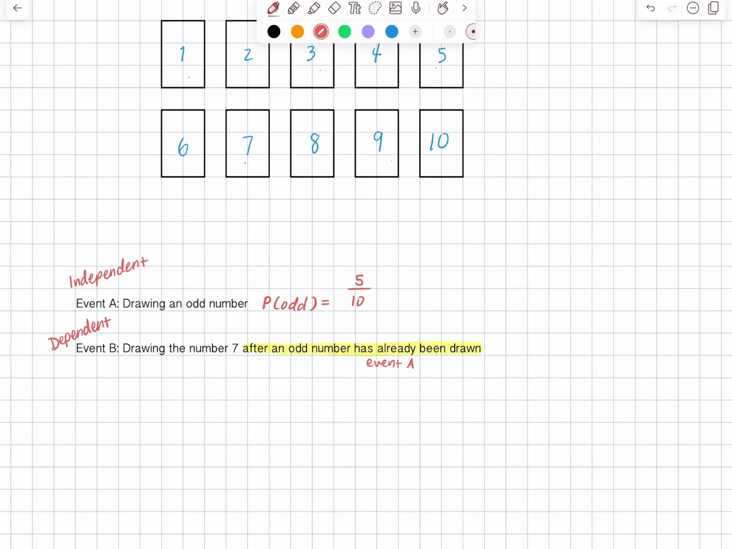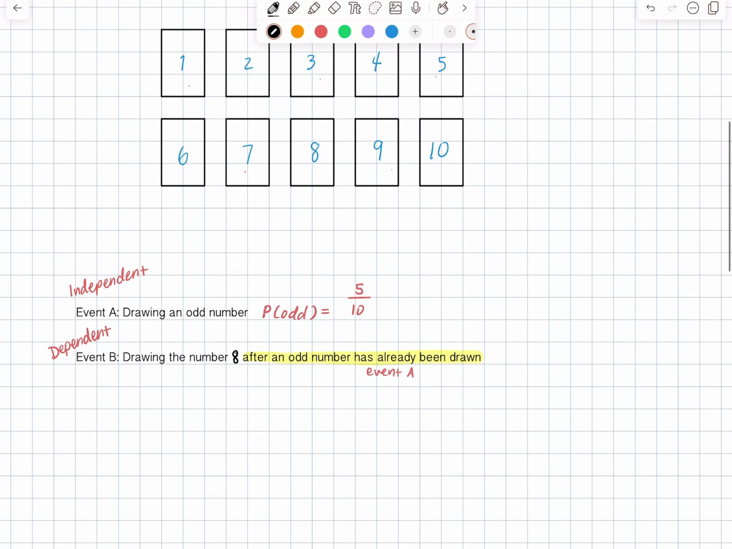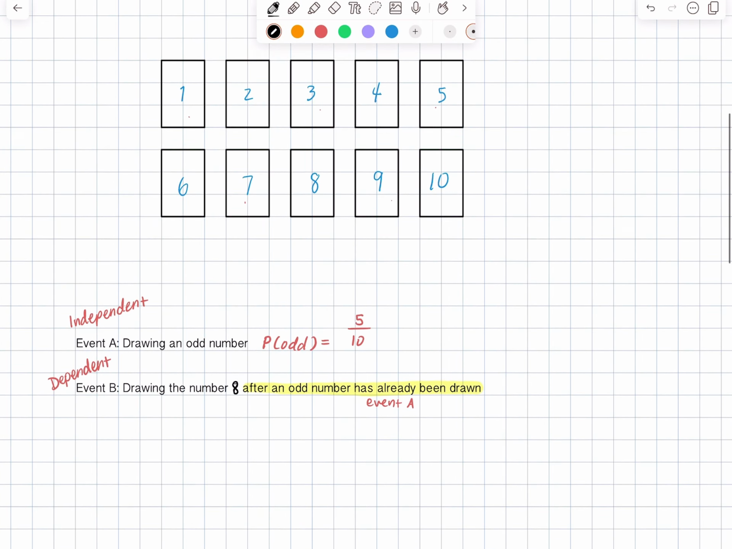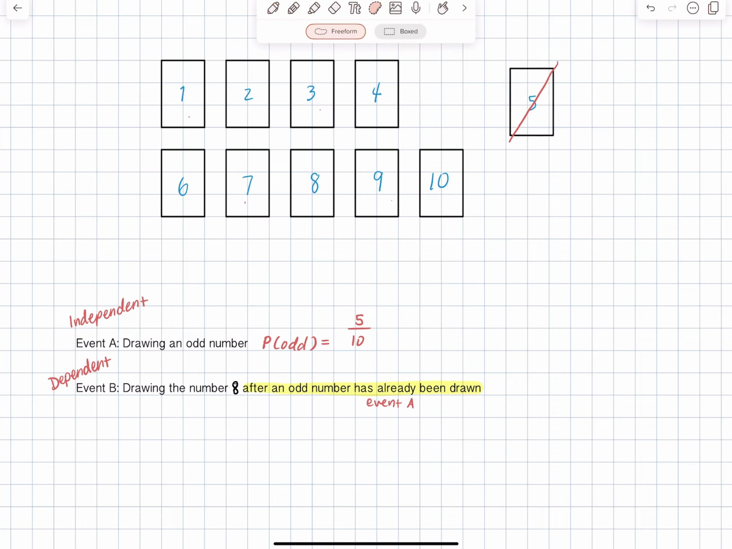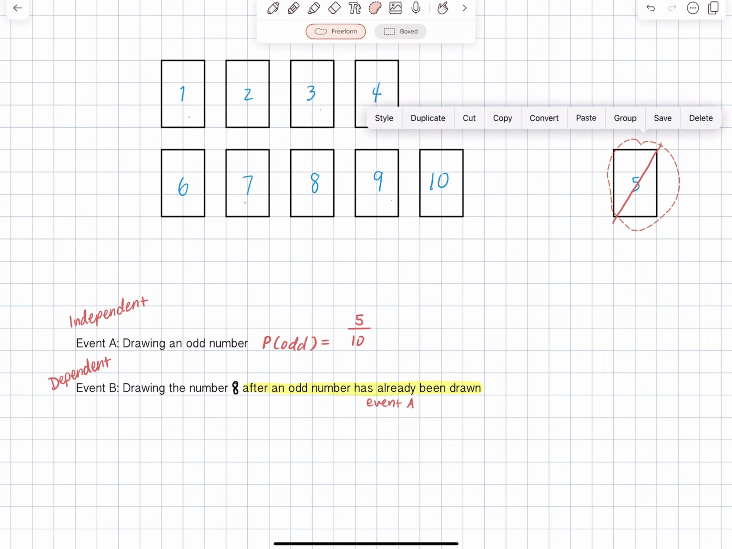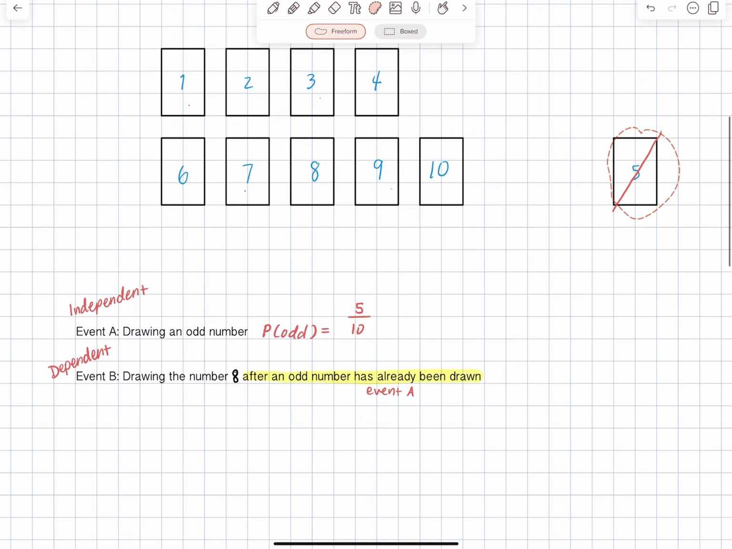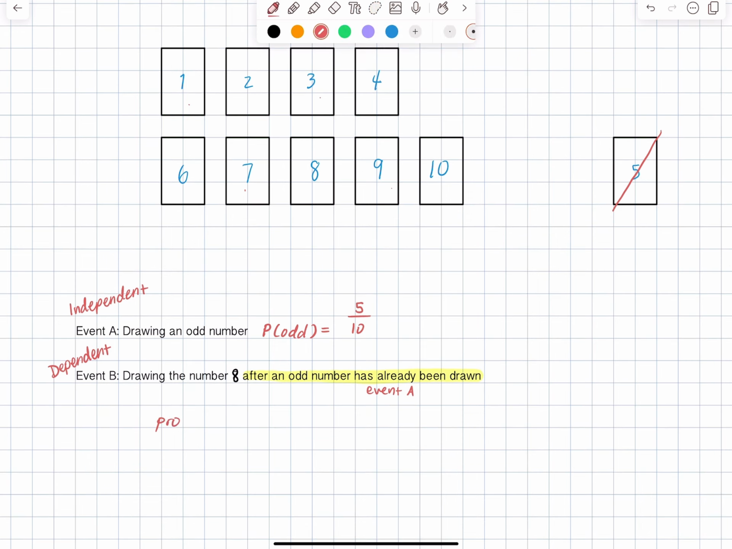So drawing the number 7 after an odd number has already been drawn. Actually, I'm going to make this number 8. So drawing the number 8 after an odd number has already been drawn. So let's say I pick the number 5. So 5 has been drawn out. So we are going to remove this card and put it aside. Okay, so now that I have these cards, what is the probability of drawing an 8?